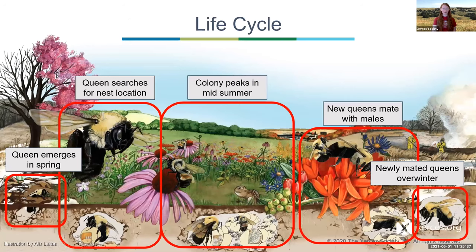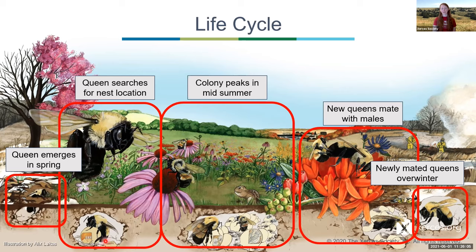When we look at bumblebees throughout the season, if we start here, this is where we are in the spring. This is about maybe the last 3 weeks or so in Nebraska to right now. The queens are emerging. All winter, they've been hibernating underground. As they come out, they spend a couple of weeks looking for a proper nest site. So it's only the queen bumblebees on the landscape at this point.